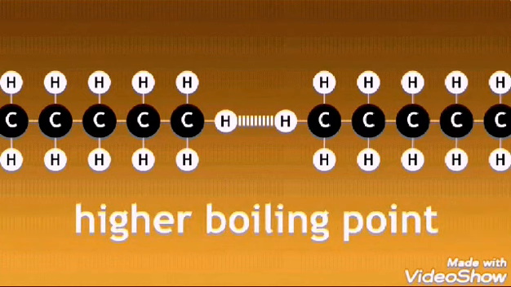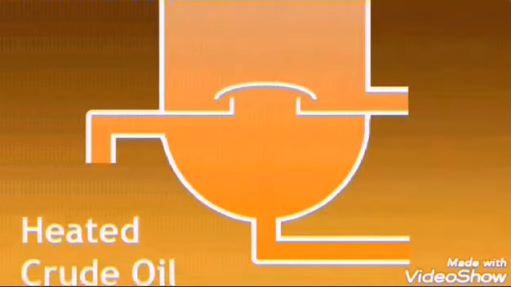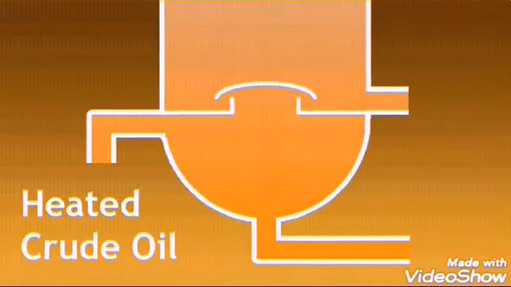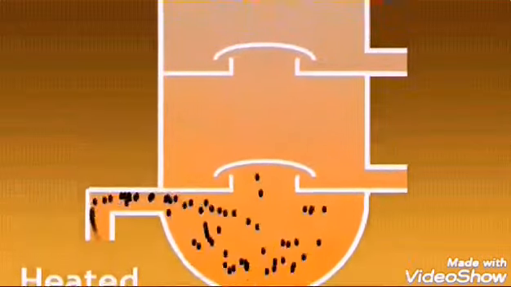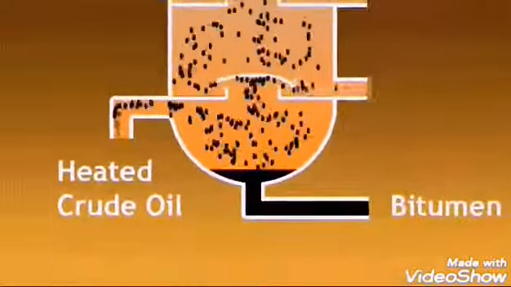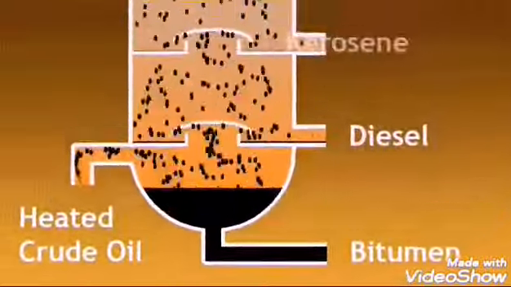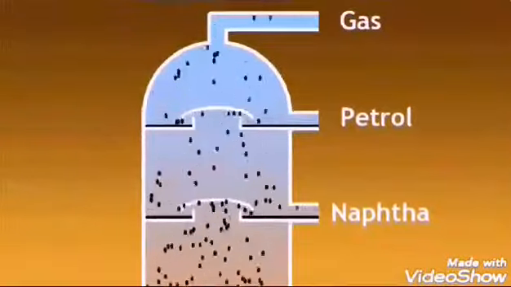Now we understand how chain length is related to the boiling points of the molecules. Look at the model and you can see crude oil is heated to a high temperature outside of the fractional column. The hot crude oil, now mostly a vapor, is pumped into the column. The column is very hot at the bottom and cooler towards the top. Some longer chain molecules have a high boiling point, so they condense and are collected at the bottom of the column.